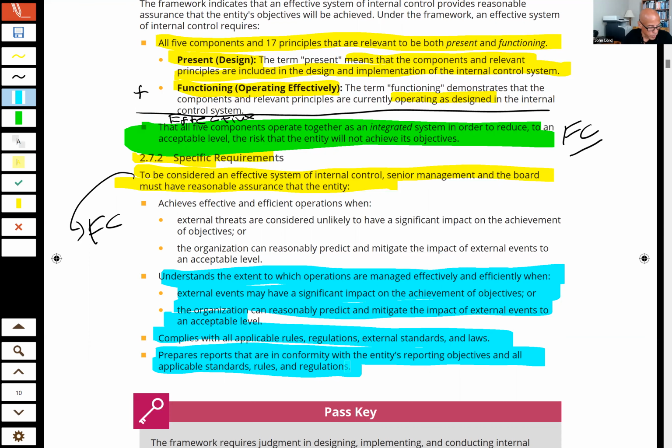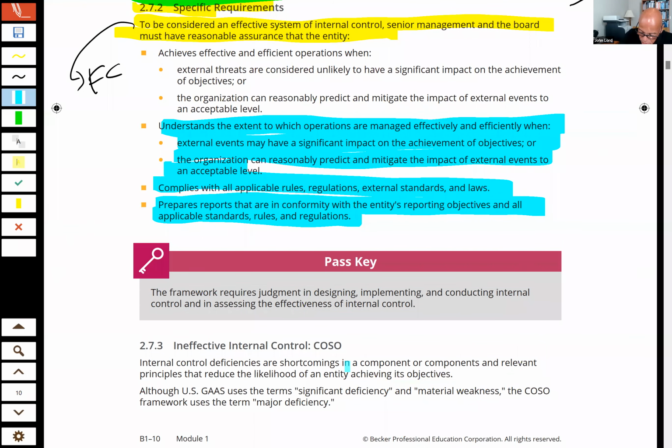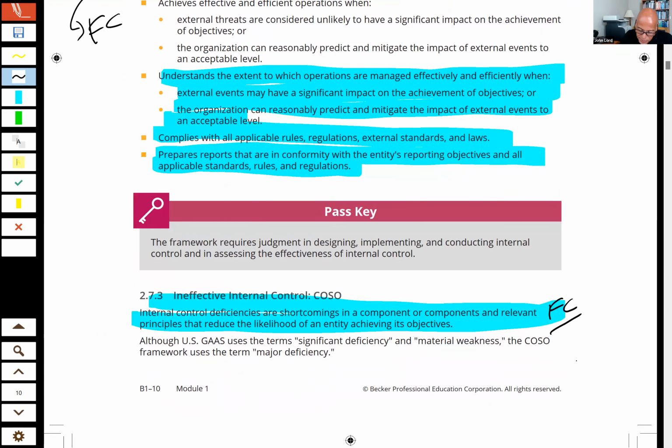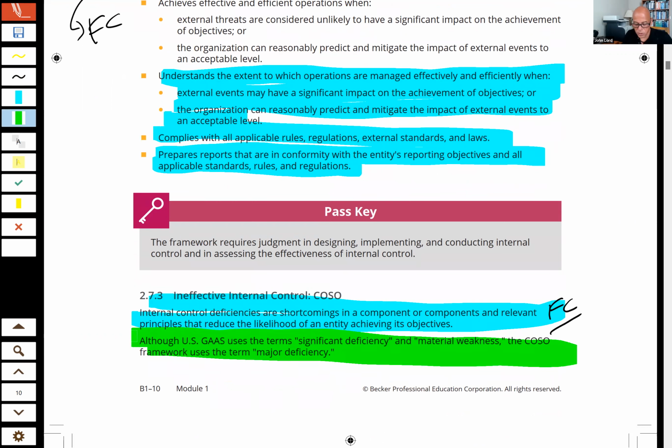Okay. Also note here that ineffective control deficiencies are shortcomings in a component or components and relevant principles that reduce the likelihood of an entity achieving its objectives. So if you've looked and you've identified some weaknesses, that will constitute a deficiency in the control that needs to be addressed. And there is a difference between what U.S. generally accepted auditing standards uses as terminology and what COSO uses. GAAS talks about significant deficiency in relation to financial reporting issues. COSO uses the term major deficiency as it relates to not only financial reporting objectives, but also the compliance and the operational objectives.